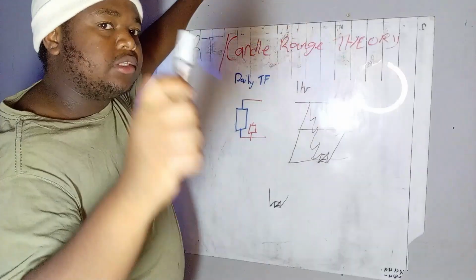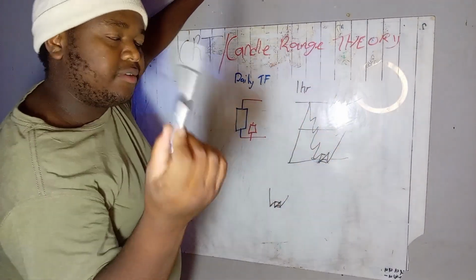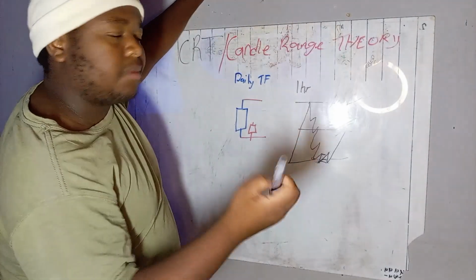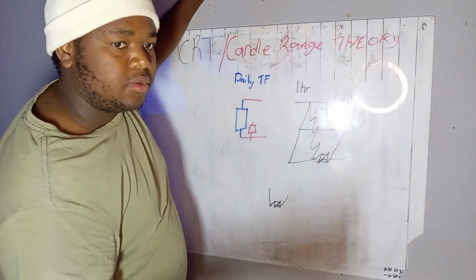But the 15 minutes works well when there's no fair value gap on the 1 hour. Sometimes we find the fair value gap on the 15 minutes. But if there's no market structure shift, but there's a fair value gap, do not enter the trade. Do not enter the trade.